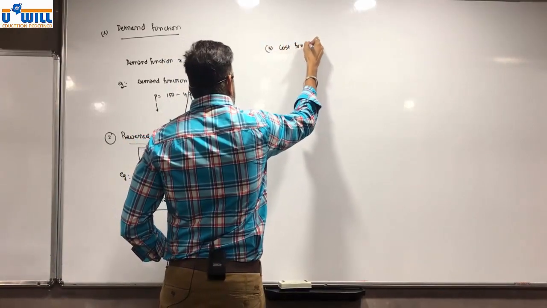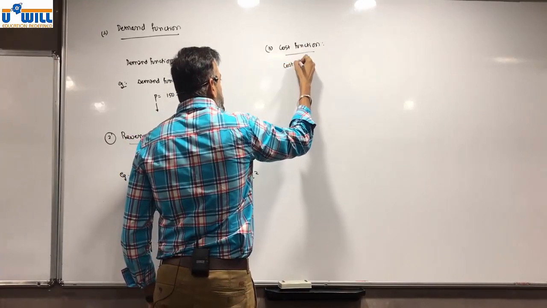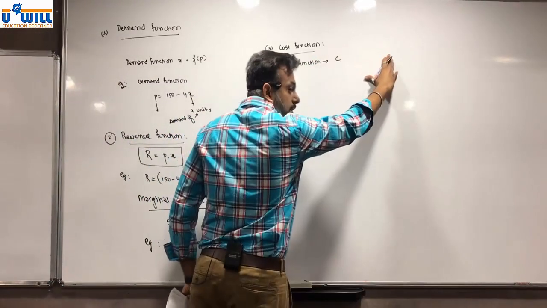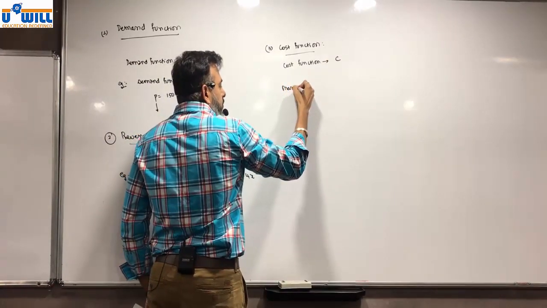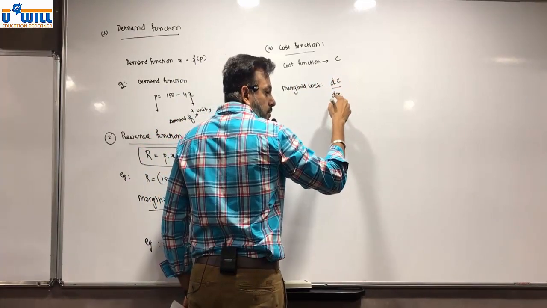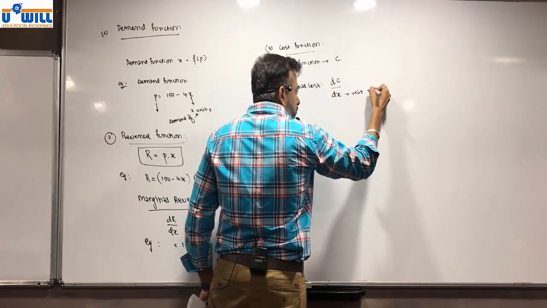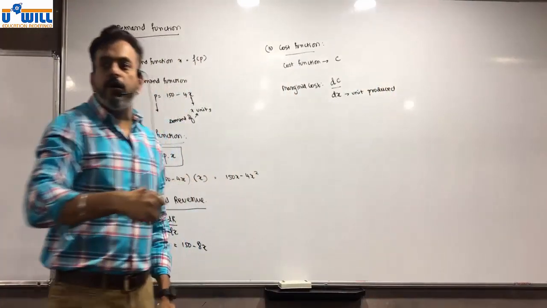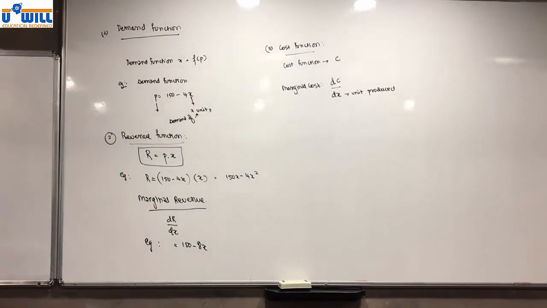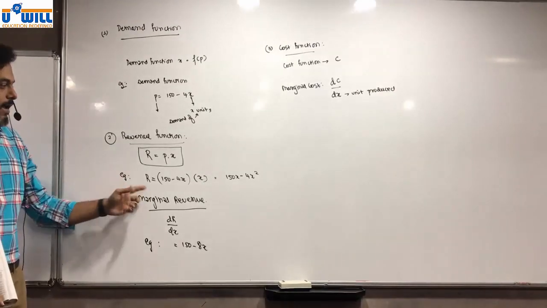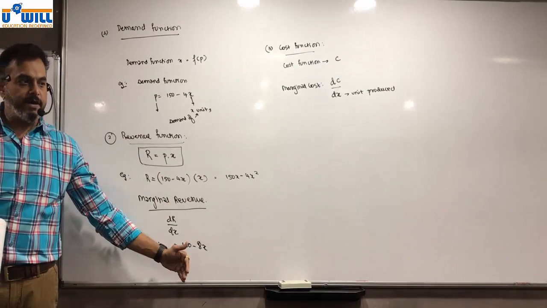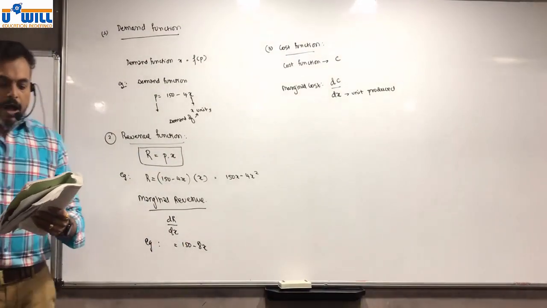Cost function. Cost function denoted by capital C. Now again, some equation will be given. If I want to find out marginal cost, derivative of cost with respect to units produced, that's the marginal cost. Understood these three? Okay, take out the textbook. Come to page number 187. The important thing here is the formula, p into x. This is important. The rest is simple: the equation that comes, take its first order derivative. Okay, now mark the important point.